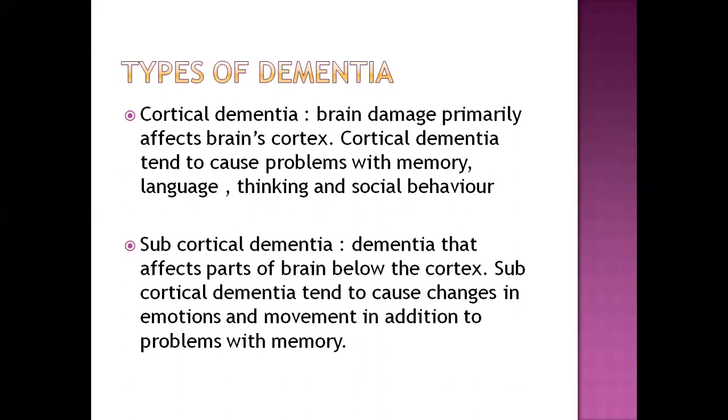The subcortical part lies below the cortex. It causes change in emotion and movement in addition to problems with memory. Along with memory problems and social behavior problems, there is change in emotion also because the subcortical part of the brain is involved.